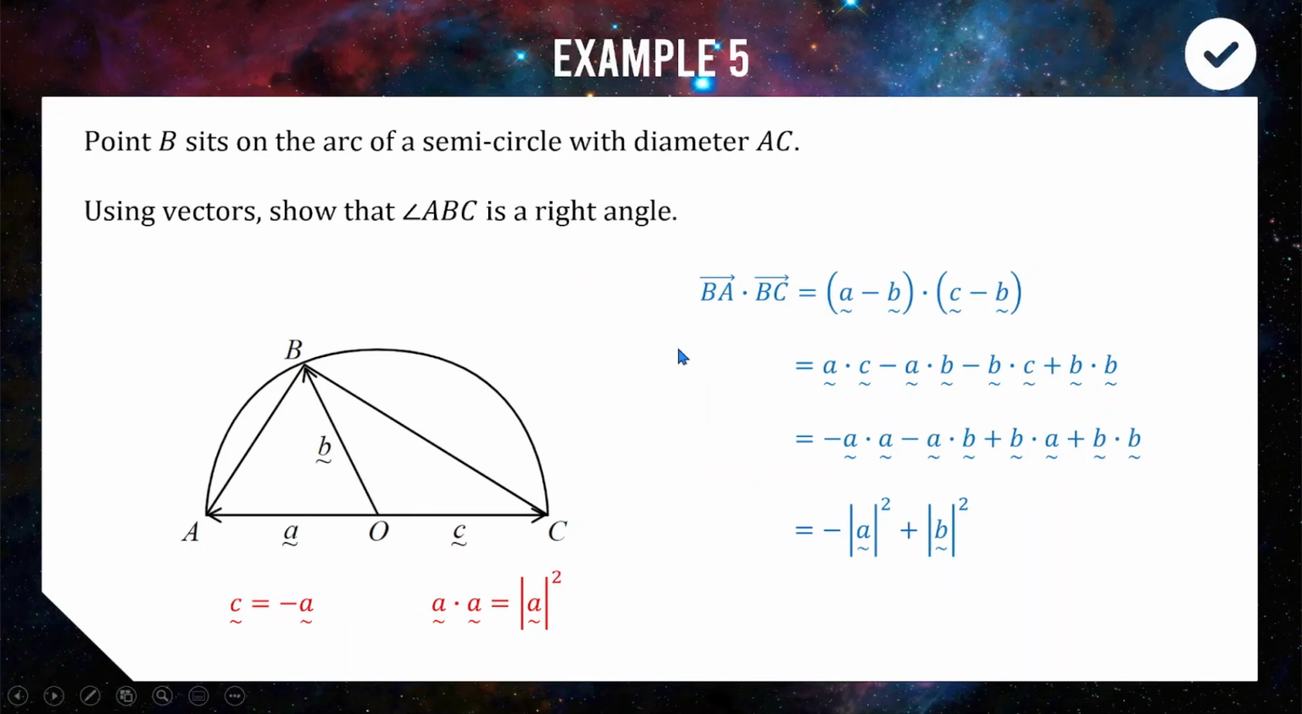Okay, now the cool fact we can use is that because A and B are both radii of the semicircle, they have the same length, which means that the magnitude of A is actually equal to the magnitude of B. So these two things are again the same in size, but opposite in sign, which means these two are going to cancel out and leave us with equal to 0. What does that mean? It means that the dot product of BA and BC is equal to 0, which means that these two vectors must be perpendicular, which means we have a right angle inside our semicircle. So there we go, we have proven it.